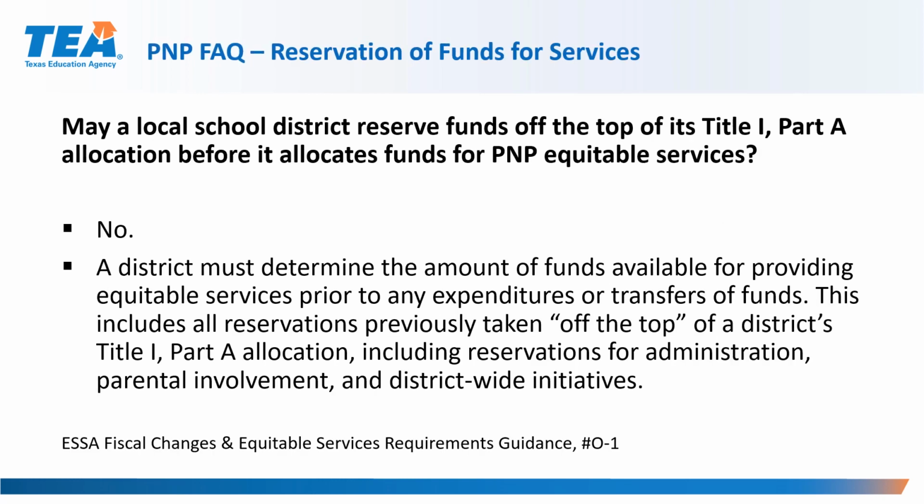May a local school district reserve funds off the top of its Title I Part A allocation before it allocates funds for private nonprofit equitable services? No. A district must determine the amount of funds available for providing equitable services prior to any expenditures or transfers of funds. This includes all reservations previously taken off the top of a district's Title I Part A allocation, including reservations for administration, parental involvement, and district-wide initiatives.